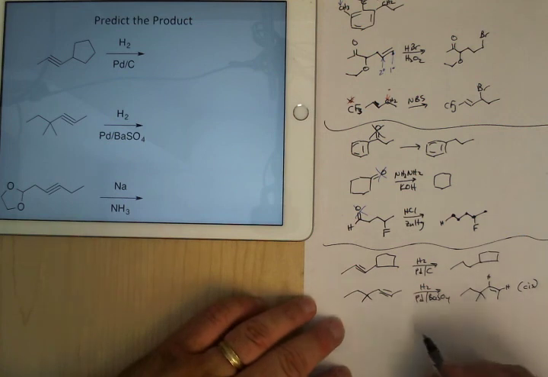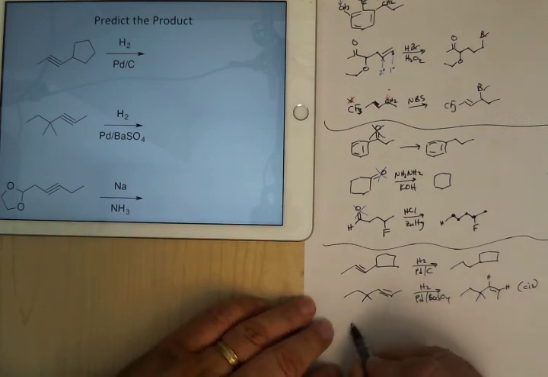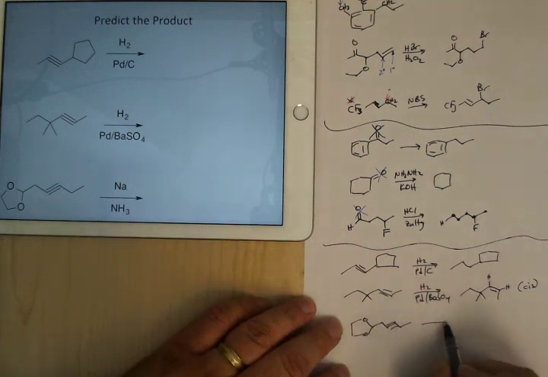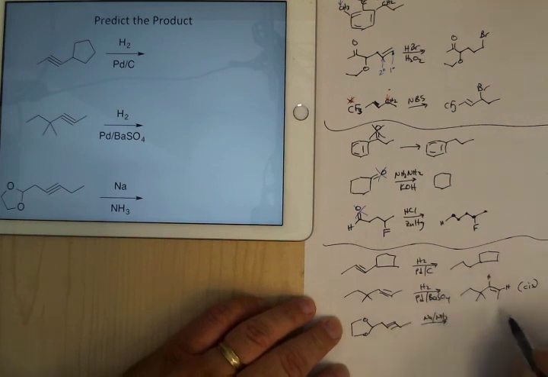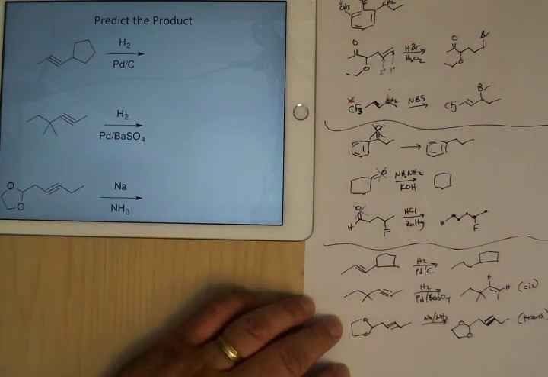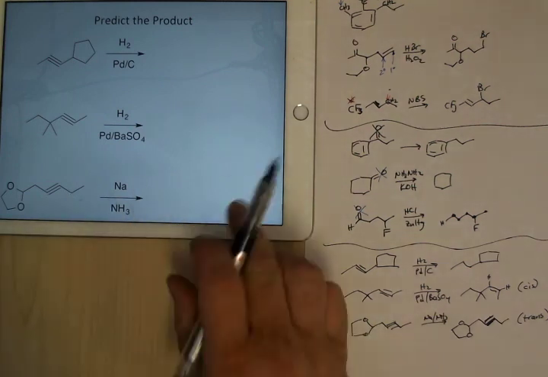Now this last one here, you have a triple bond, but you're going to do sodium in the presence of ammonia. Now you're going to make the trans double bond. So this one's going to make the trans.